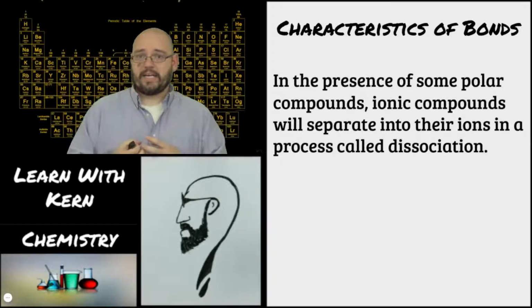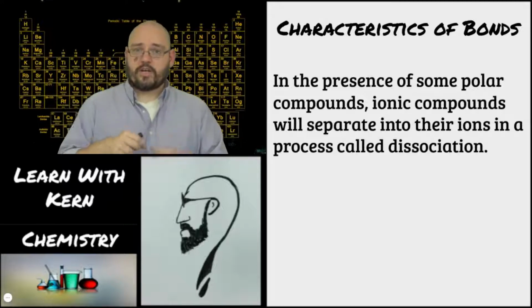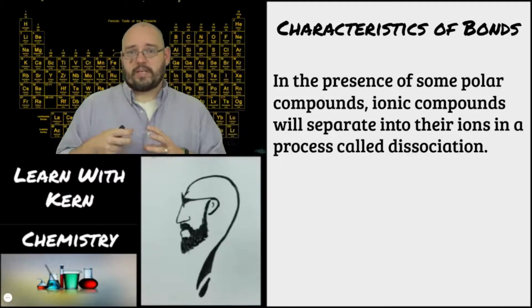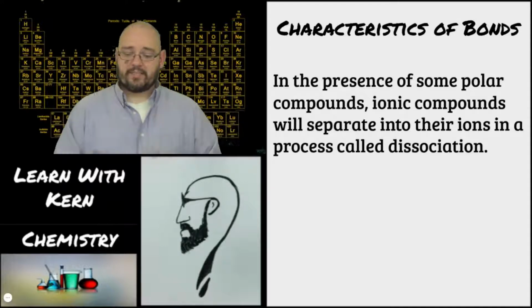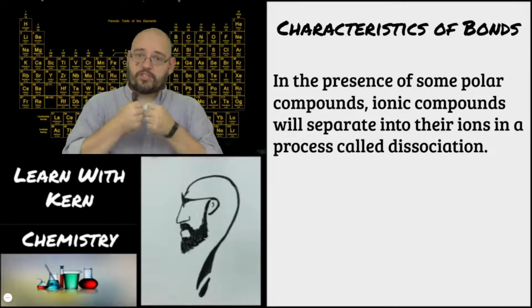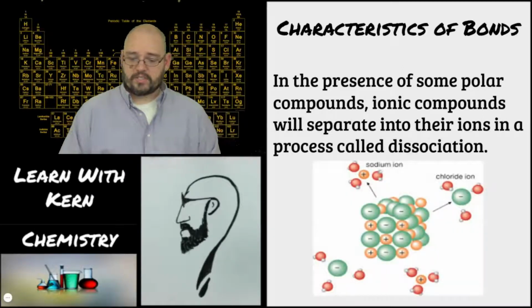So when you put an ionic compound in water and you stir it around, you mix it up, the water molecules will actually surround, attract, and pull the negative and the positive ions apart and dissociate. They are associated, so it causes them to dissociate, come apart. All right, and so this is kind of what it looks like.